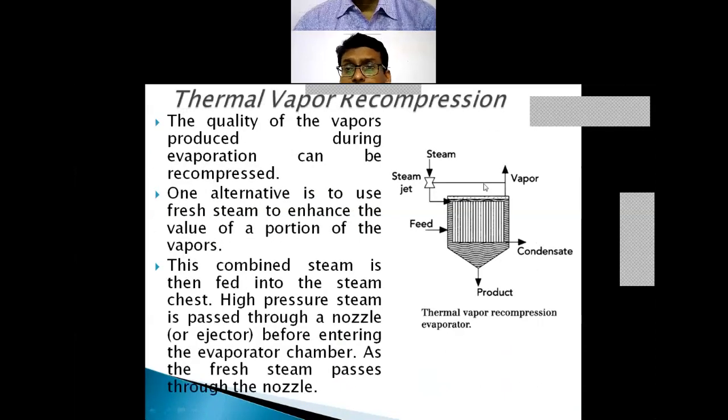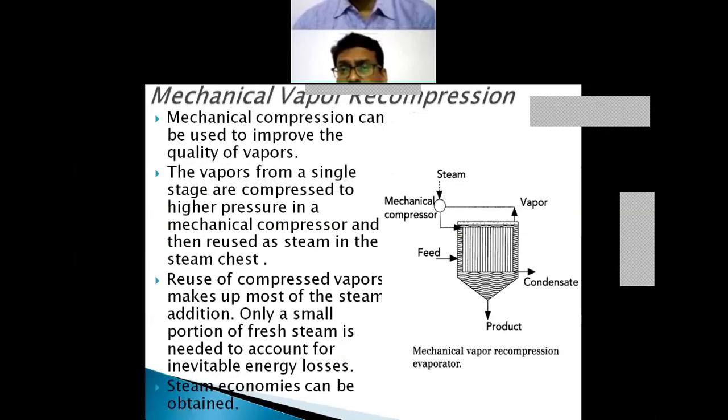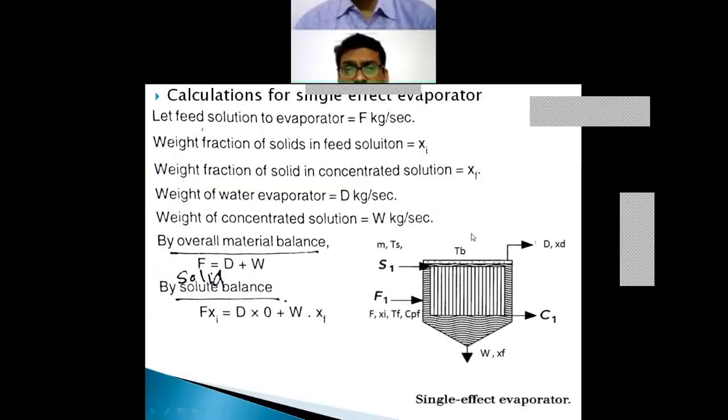Then thermal vapor recompression: the steam-generated vapors are used back in the steam ejector. And in the case of mechanical recompression, the generated vapors are compressed and sent back into the steam chest. Now the calculations of a single effect evaporator. Let us take a balance over this.